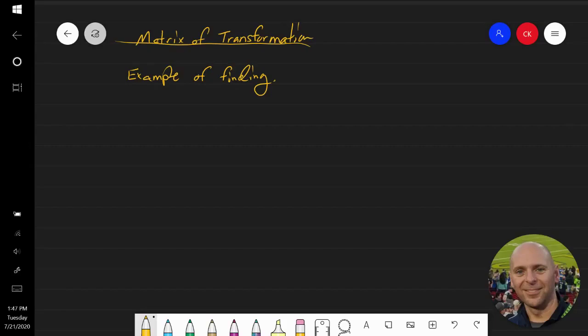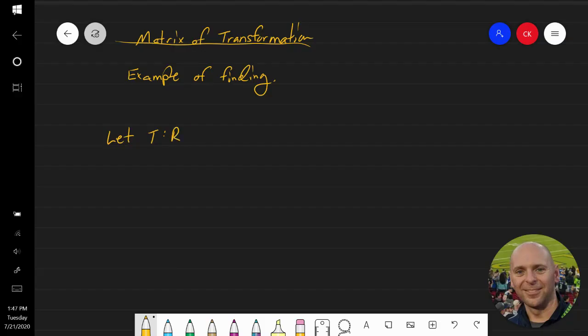The matrix of transformation. What is it? Well, we can create a matrix of transformation by determining how it operates on the basis. And in this example, we're going to look at how we can figure out exactly what this matrix of transformation is. So let's take a transformation here.